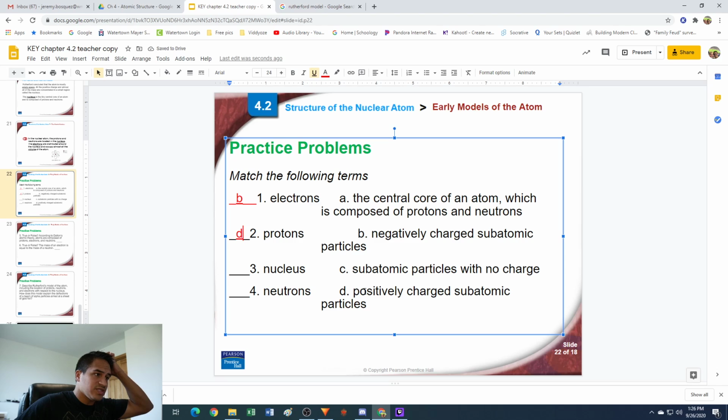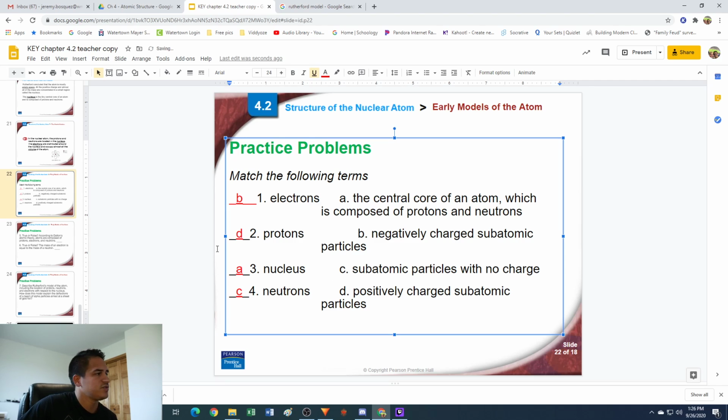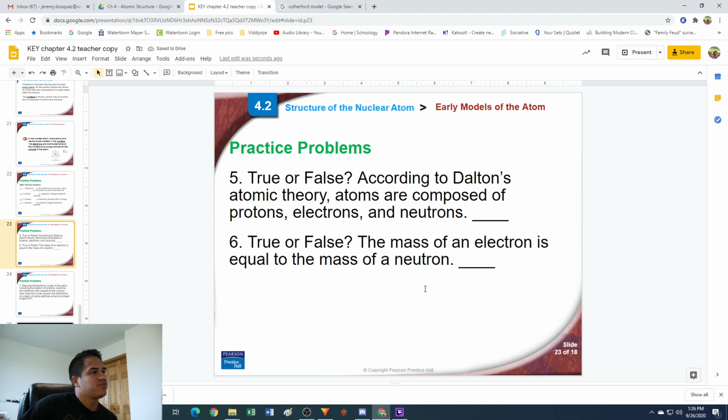Number 3, nucleus. So the nucleus is the central core of an atom which has protons and neutrons in it. So this one is going to be letter A. And lastly, then that leaves number 4 as letter C. Subatomic particles that have no charge are what we call neutrons. All right, number 5, true or false?